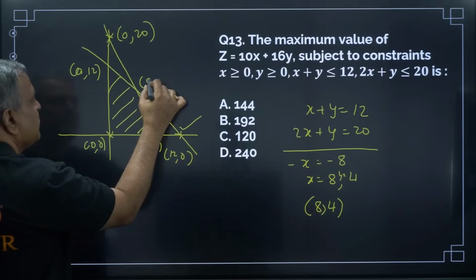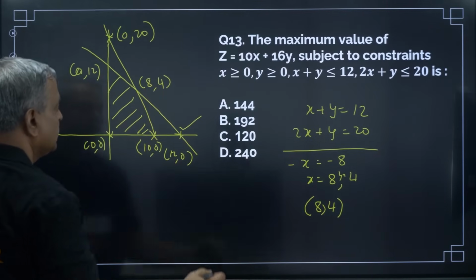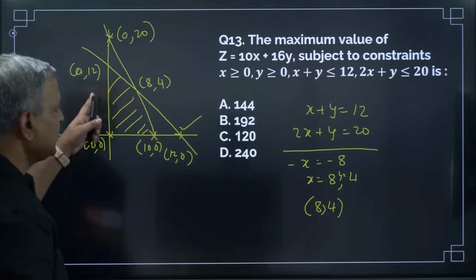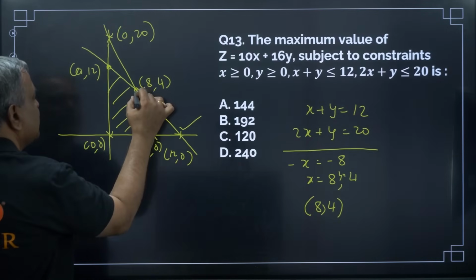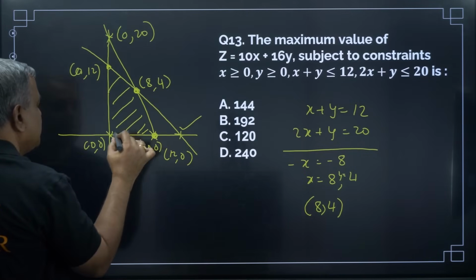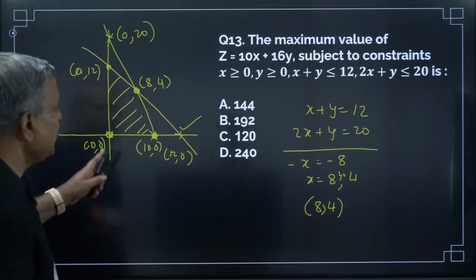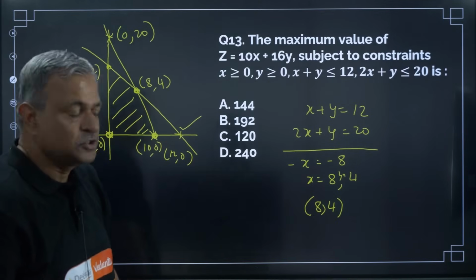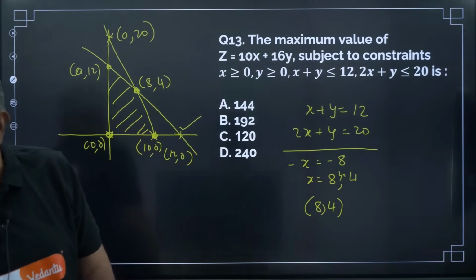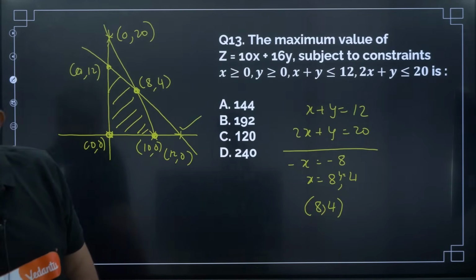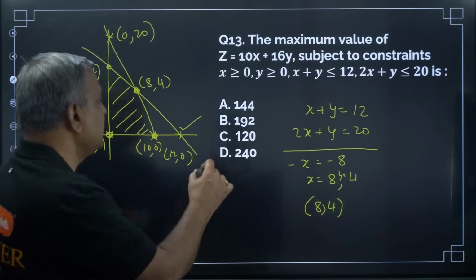Okay, this point is 8 comma 4, and 0 comma 12. So how many points are there? This is one point you have to put, this is another point you put, this point you put, and this point you put. So what we get, 0 comma 12 is the highest you get. 240 is the answer? No, 192 will come as the answer, not 240. So the answer will come 192 as the highest. So the maximum value is 192.